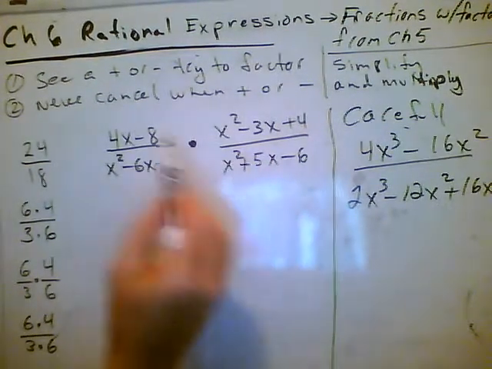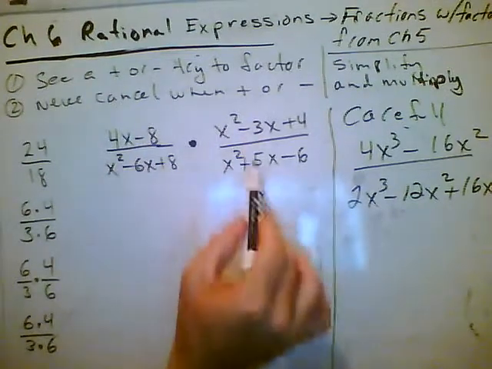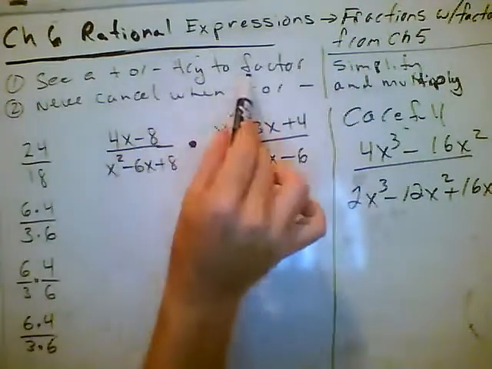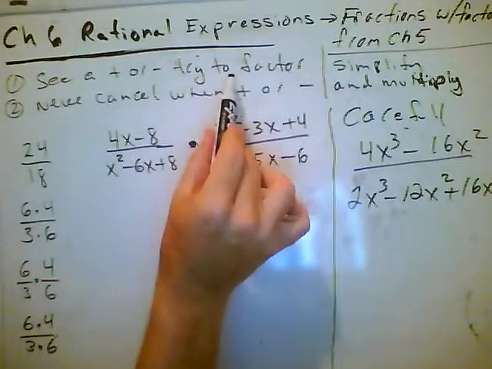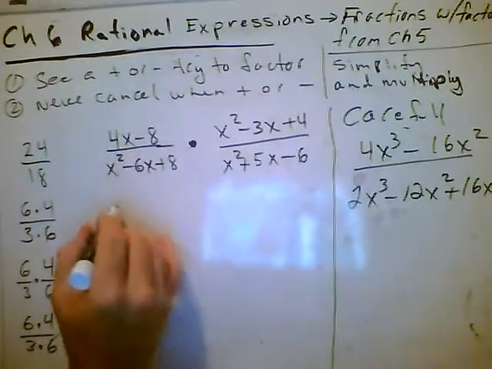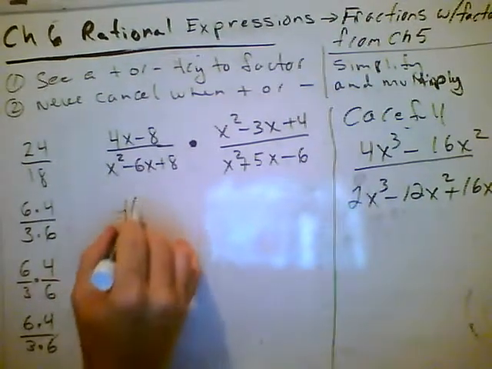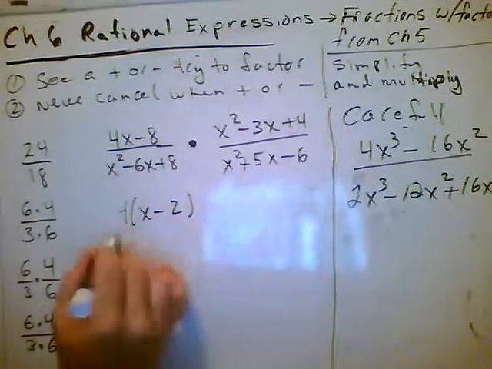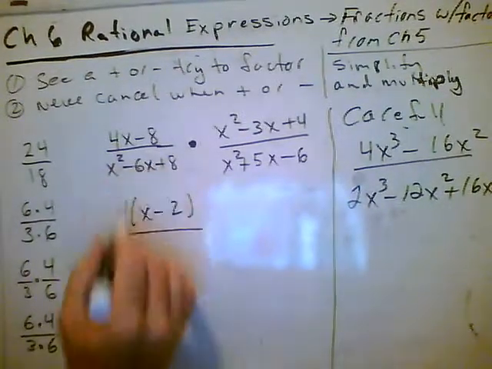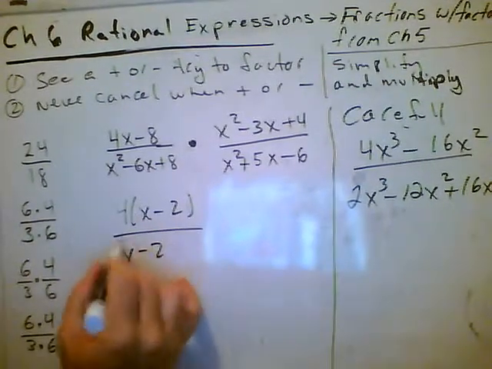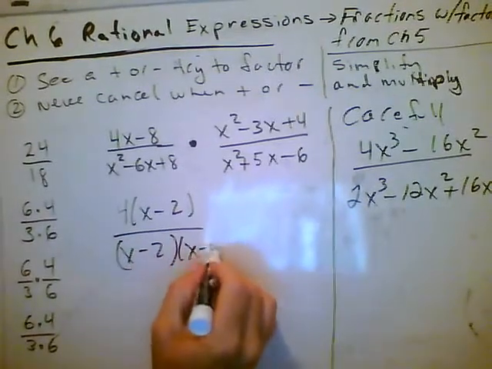But what we're going to do is concentrate on just one part of this at a time. Now remember the first rule. If you see a plus or minus, try to factor it. So there's a plus or minus right there. So this is going to be 4 times x minus 2. Right here there's pluses or minuses. So this is x minus 2, x minus 4.